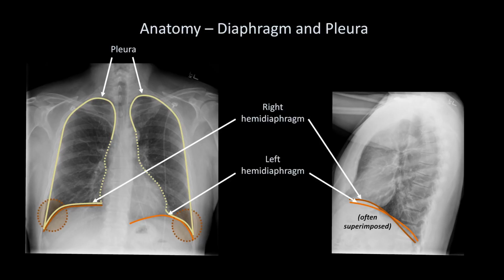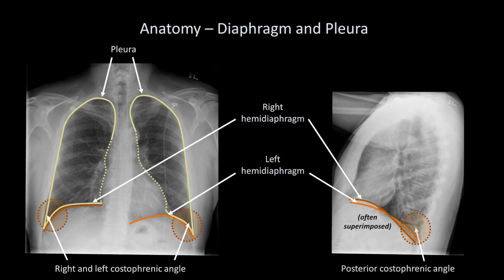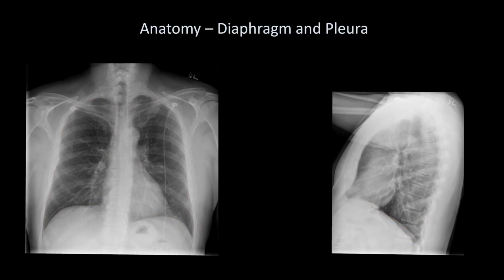These two spaces, seen on the PA, are usually called the right and left costophrenic angles, though the term costophrenic sulci would probably be more semantically accurate in most circumstances. The space in the back on the lateral film has several very similar names, the most common of which is the posterior costophrenic angle. There's also usually a small pocket of air visible under the left hemidiaphragm.